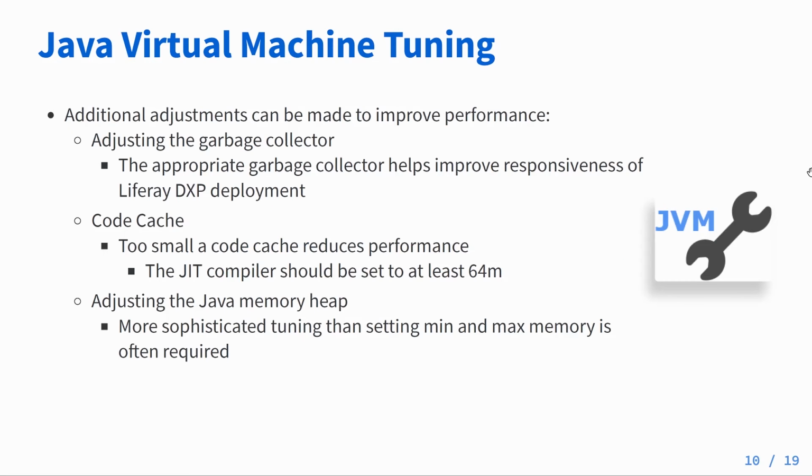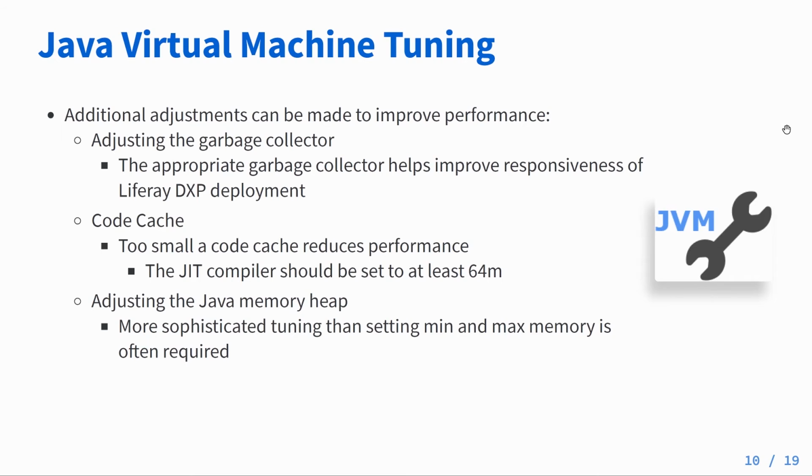So we can go ahead and do some Java virtual machine tuning. Some of the adjustments that we want to make to improve performance include adjusting the garbage collector. We want to make sure to set the appropriate garbage collector settings so that we can help to improve responsiveness of the Liferay DXP deployment. The second one is the code cache. Too small of a code cache can reduce performance, so we want to make sure to tune that as well. The third step is adjusting the Java memory heap. Typically, we want to do a little bit more sophisticated tuning than setting min and max memory.